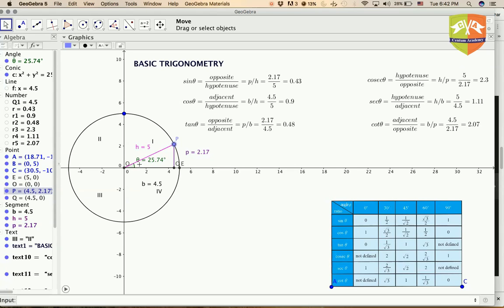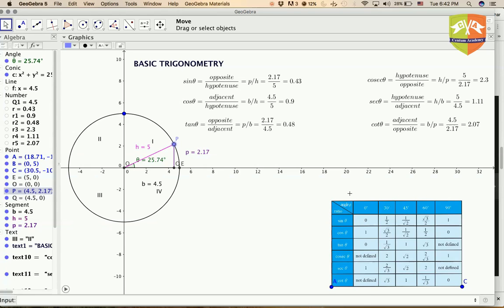Now, if instead of POQ being theta, we take this theta, that is angle OPQ, then for this theta, the adjacent side would have been PQ and the opposite would be OQ. Once you know what is an adjacent, what is an opposite side and what is a hypotenuse side, you can take all these three ratios in terms of opposite by hypotenuse as well. So sine theta is defined as opposite by hypotenuse. Why? Because P is opposite and H becomes hypotenuse. Similarly, all the six ratios can be defined in terms of opposite and hypotenuse, or opposite, adjacent, and hypotenuse.